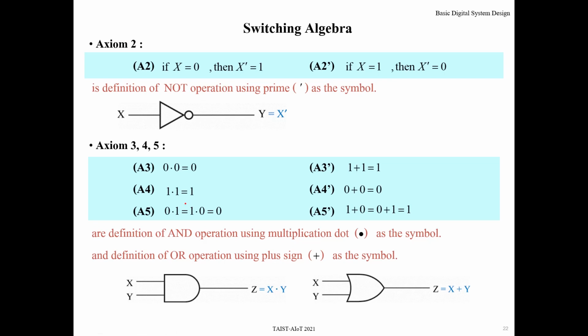Namely, when the input is 0, 0, the result is 0. 1, 1, the result is 1. 0, 1 or 1, 0, the output of AND is 0. Similarly for the OR gate, apply 1, 1, output is 1. 0, 0, output is 0. 1, 0, output is 1. 0, 1, output is 1. This is the basic axiom.